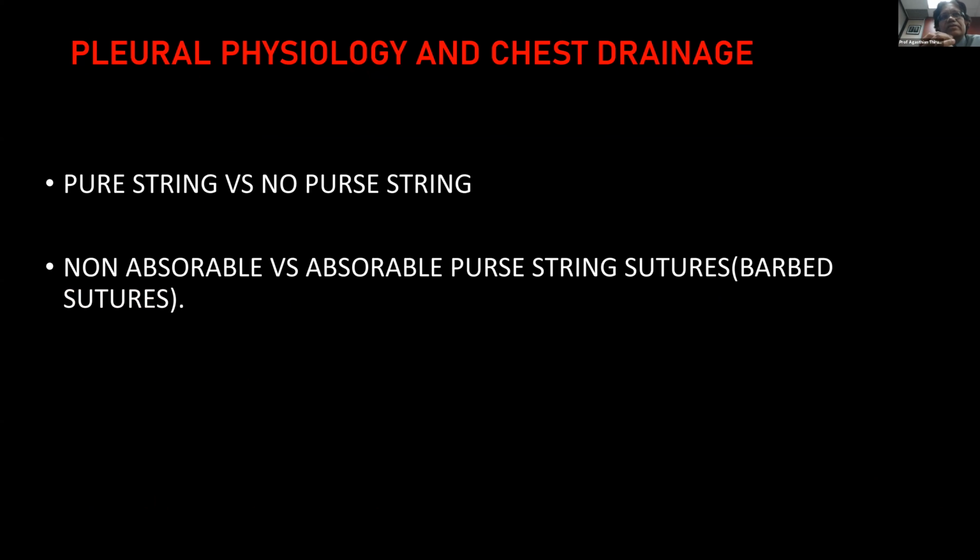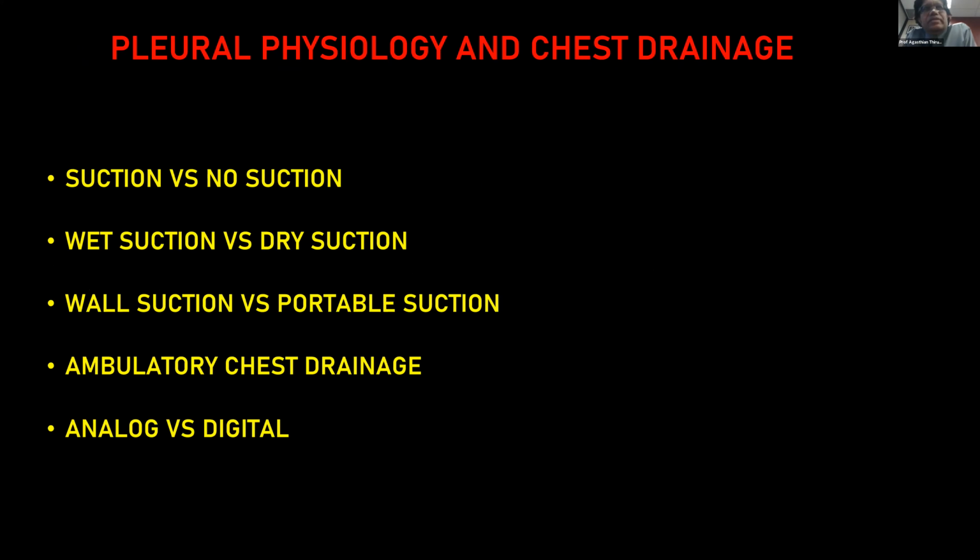And then what else has changed? The other thing is whether you should put a purse string or no purse string. Or if you put a purse string, should you use non-absorbable or absorbable, like the barbed sutures? I think most of us still use a purse string, but what we have done is we use absorbable purse string sutures, where you don't have to remove the purse string in the outpatient setting. What about chest drainage itself? There are so many things to consider. Whether you need suction or no suction, whether you do wet suction or use dry suction, whether you use wall suction or portable suction.